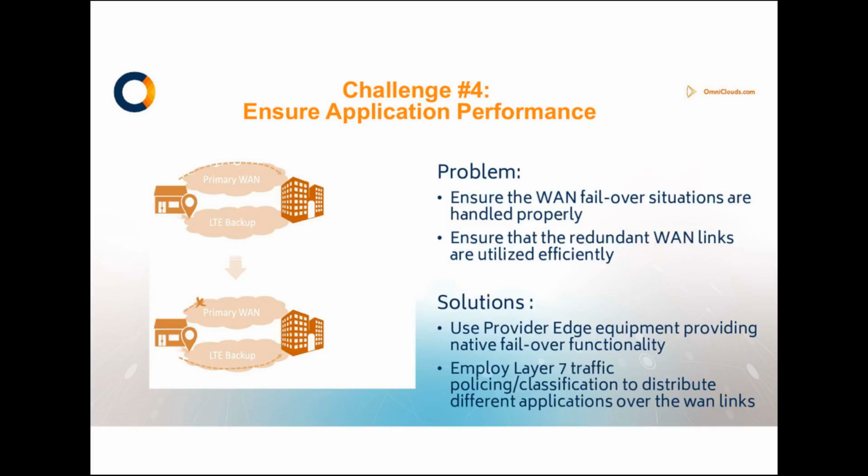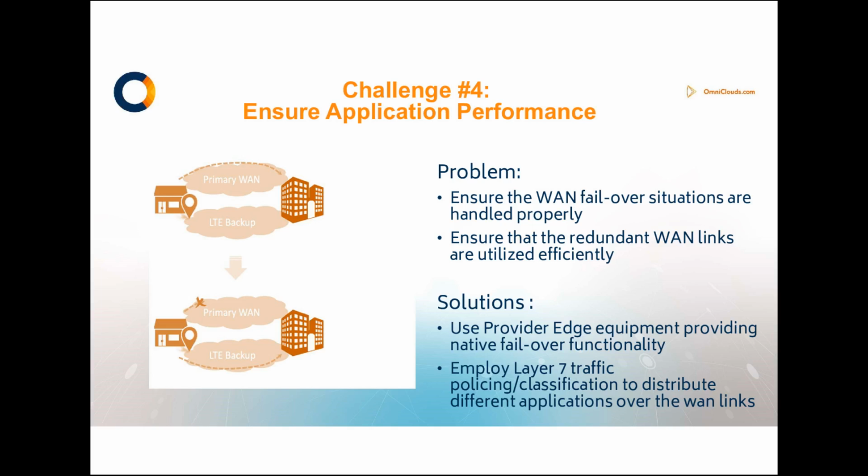The fourth challenge is ensuring application performance. If the bandwidth is limited, we need ways to set a priority on certain applications over other applications based on priority and business needs. For instance, VoIP traffic, voice traffic, or voice over LTE and voice over IP have strict latency and jitter requirements, while internet browsing can be best effort.